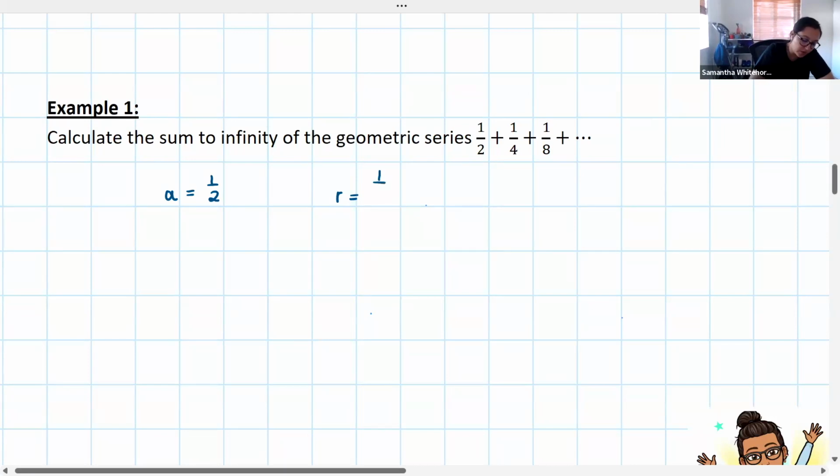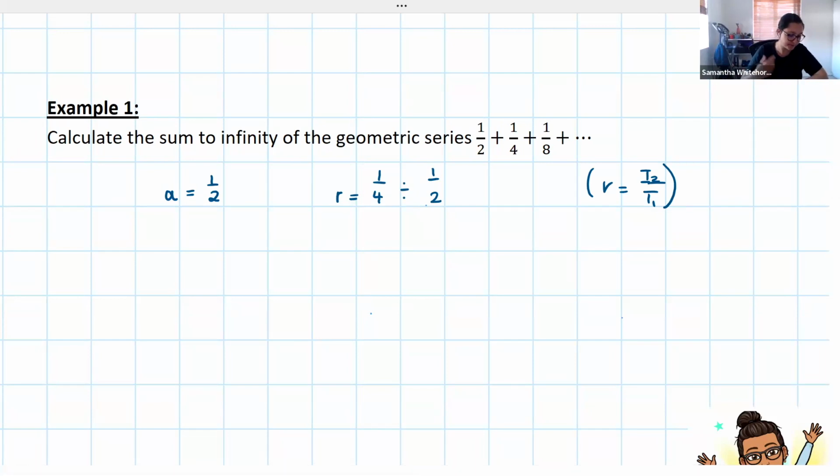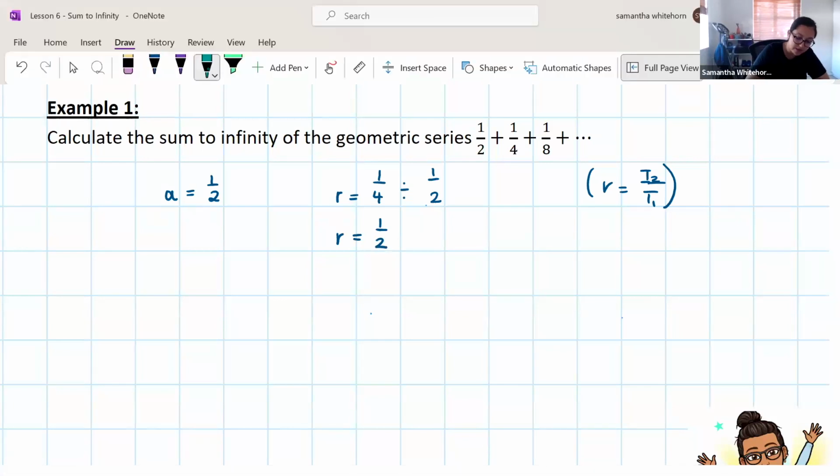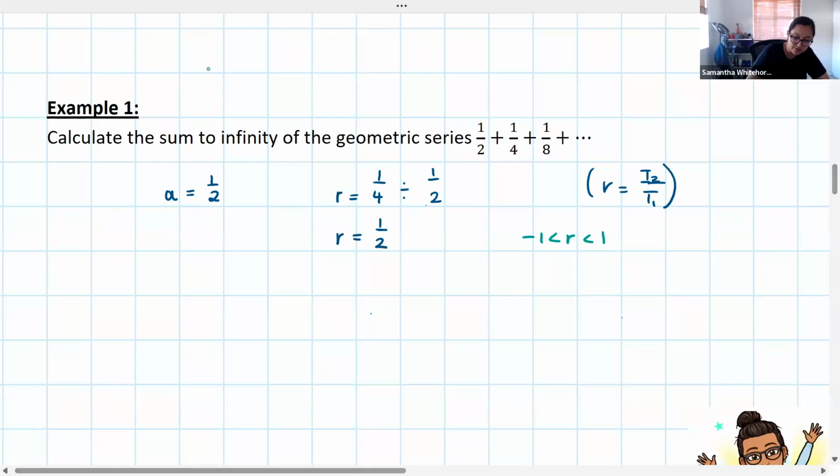So r would be a quarter divided by a half, because remember your r value is found by taking term 2 and dividing that by term 1, or term 3 over term 2, or whatever, as long as you're dividing consecutive terms. And we get our r value. So r in this case is a half. Now, if you go back to what we said, r has to be between -1 and 1 for it to converge. In this case, it does. And so this is a converging series.